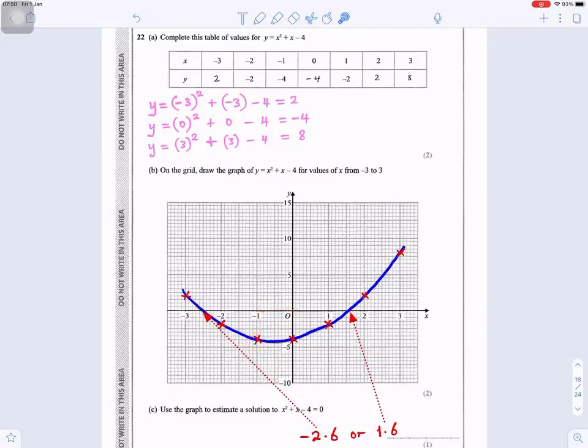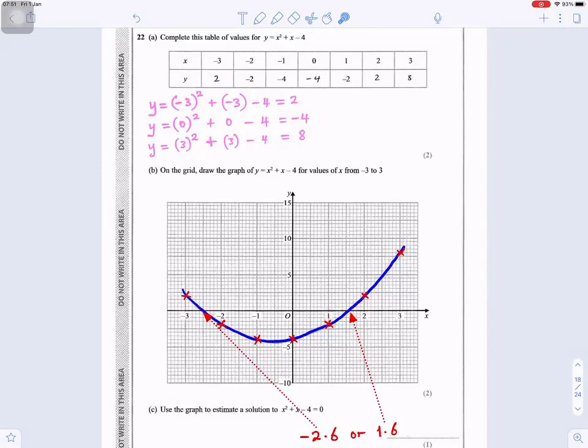Next point is 0, minus 4. 0 is at that point in the middle there, and then minus 4 down, and you mark it there. That's 0, minus 4. 1, minus 2. 1 plus 1, you go to the right, and then you come down minus 2 down. So it's that point there.